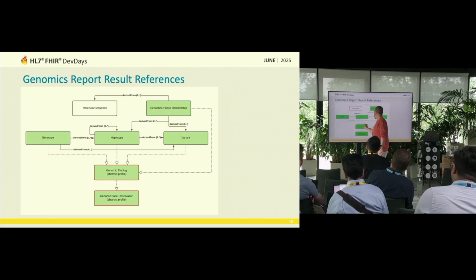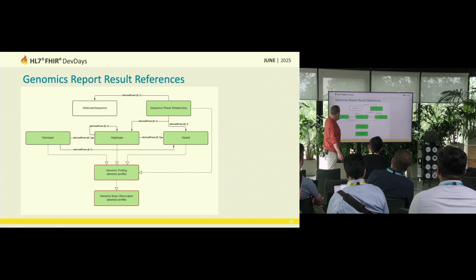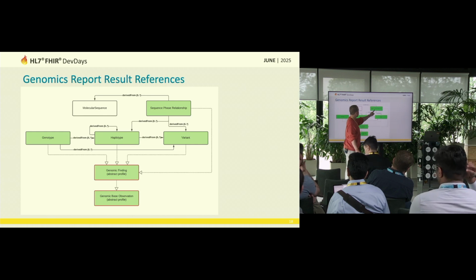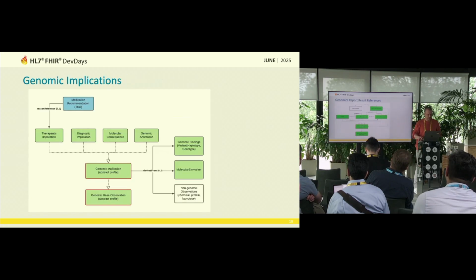Here you can see another representation of the findings, still derived from the genomic base finding. And here you can see the relation I just mentioned. We have a variant, and the haplotype is derived from one to many variants. And then the genotype itself is also derived from the haplotype, or can be derived from the variant directly. And we have the sequence phase relationship in between, which can point to haplotypes and variants as well, to get you an idea about the sequence phase relationship.